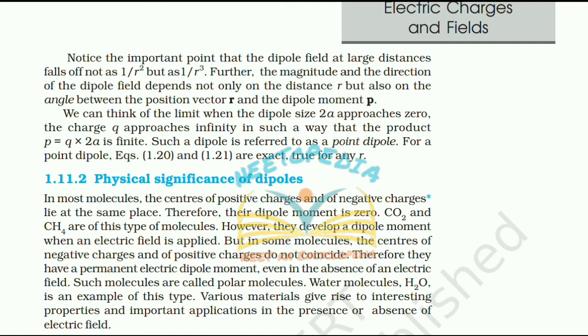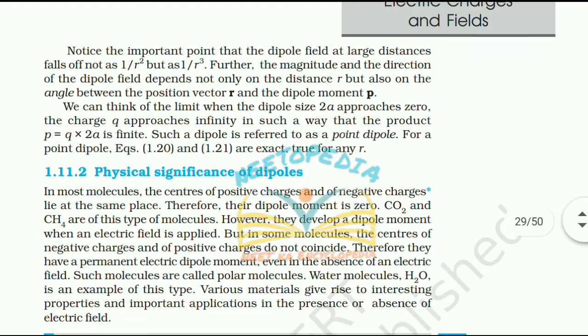We can think of the limit when the dipole size 2a approaches 0 and the charge q approaches infinity, in such a way that the product p equals q into 2a is finite. Such a dipole is referred to as a point dipole. For a point dipole, the equations are exact and true for any r.